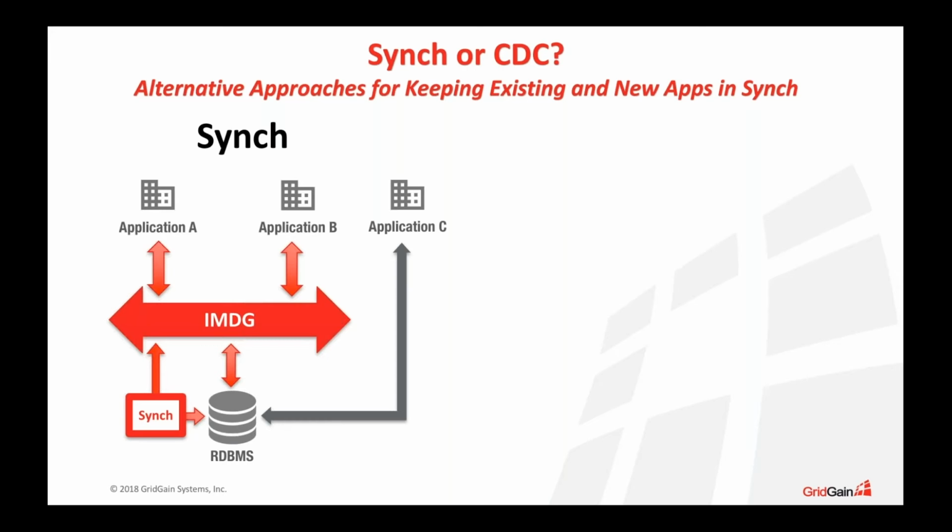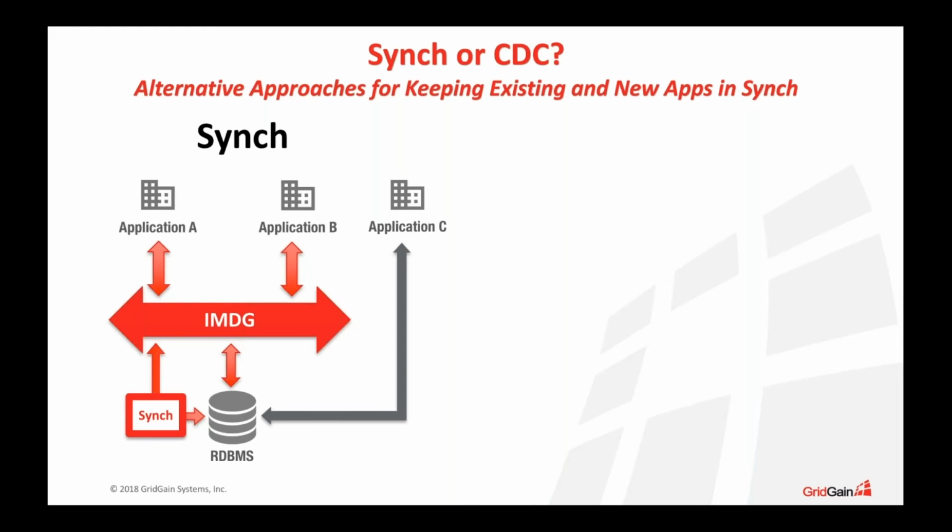For the applications that don't write through the in-memory data grid, you have a synchronization layer that watches specifically for those changes and updates the in-memory data grid. In this case, when the payment was settled in the backend system without the apps above the in-memory data grid knowing, the synchronization layer updated a field in the in-memory data grid that said payment processed. That's one way of doing it.